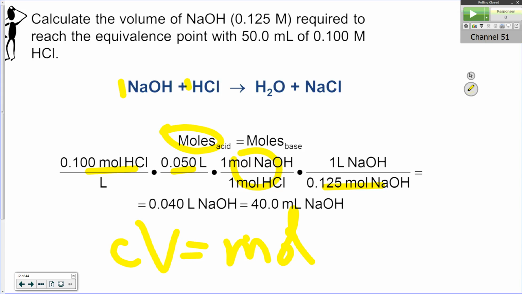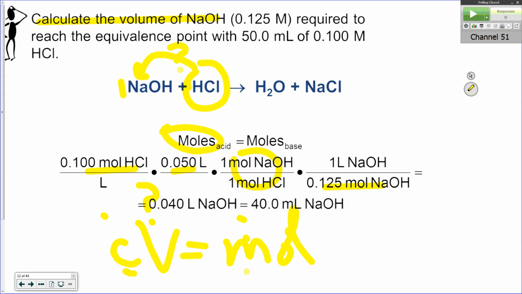Just remember that relationship. If you've got two of them, you can always solve for the other one. On this one, it wanted to know the volume of the NaOH. To solve that, I needed to get how many moles of HCl there were, relate that to the moles of NaOH, and then finally solve the CV equals moles equation to find out what the volume was.